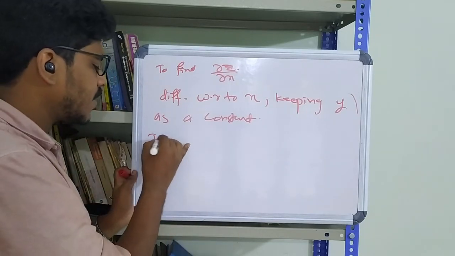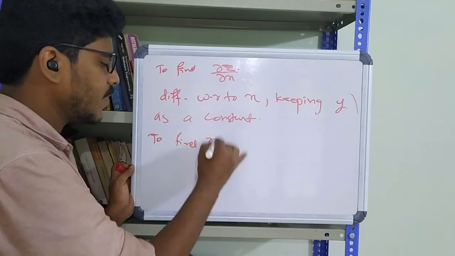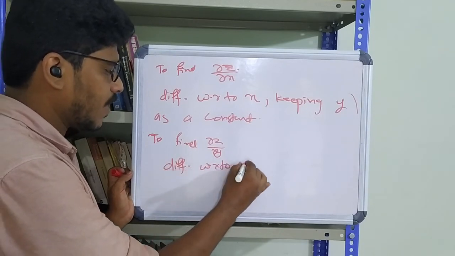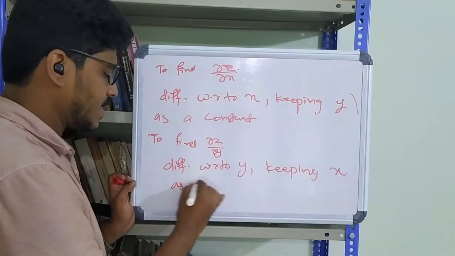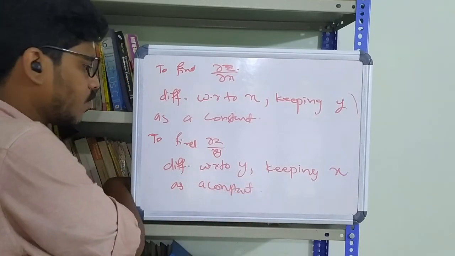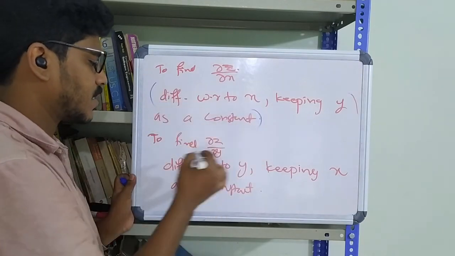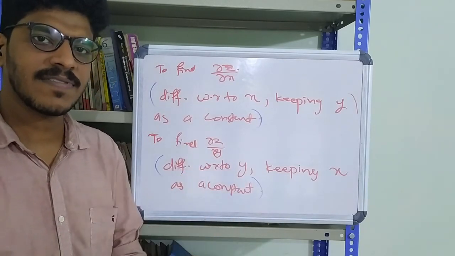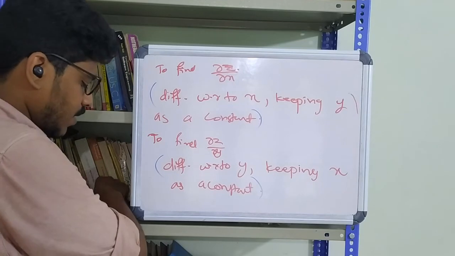Similarly, to find ∂z/∂y, you can simply differentiate the whole expression with respect to y, keeping x as a constant. So this is the most important part of the session. This is how we find the partial derivative of a function. We will not use the limit expression anymore. We will simply differentiate with respect to the variable with which we need to find the derivative, keeping all other variables constants. Okay, let's see an example.